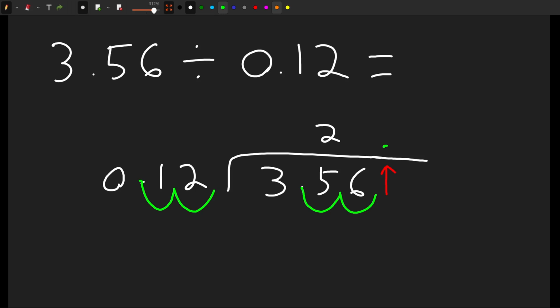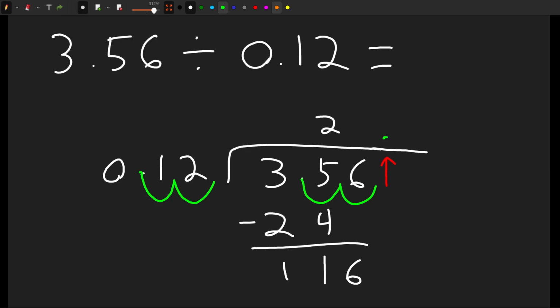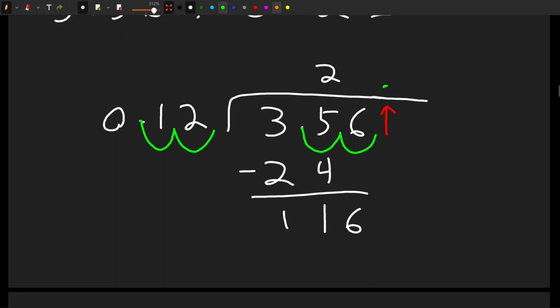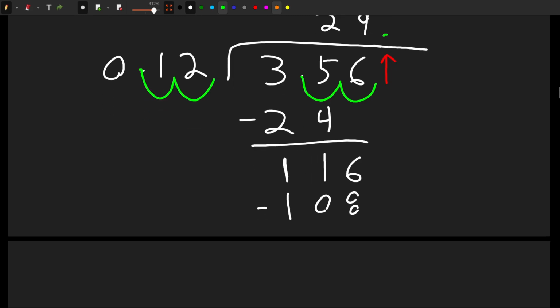And now I'm going to get 2 times 12 is 24. I'm going to get 11. Going to carry a 6. And so now here, we're going to say how many times does 12 go into 116? 12 times 9 is 108. 12 times 10 is 120. So I know this is going to be 29. I'm going to get 108 here. Now subtract again, and I'm going to get 16.